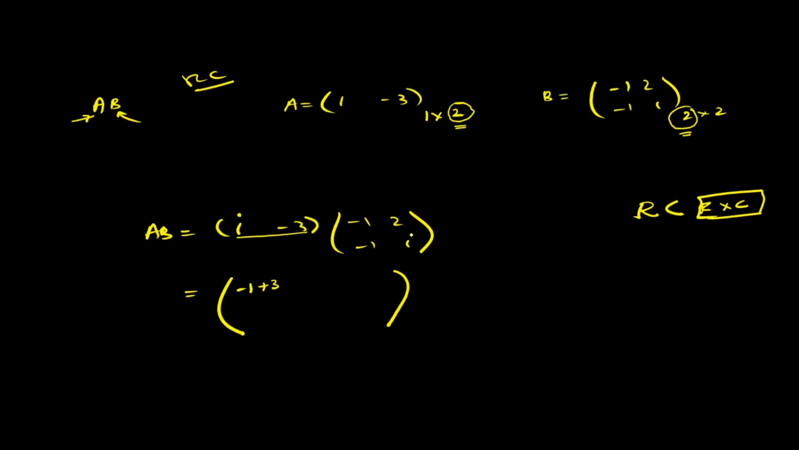This row and this second column. +1 into +2 will give you +2. -3 into +1 will give you -3. So when you simplify, that's it. We don't have any other rows. So your final answer will be -1 + 3, which adds up to +2, and +2 minus 3, which adds up to -1. So (2, -1) is the final answer.